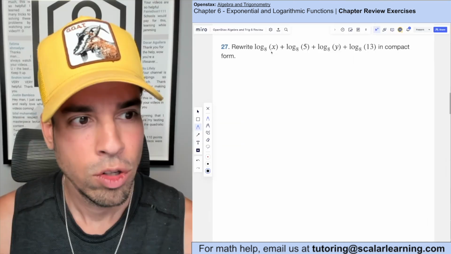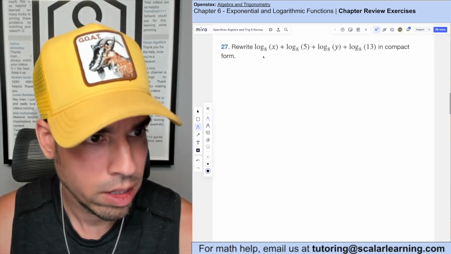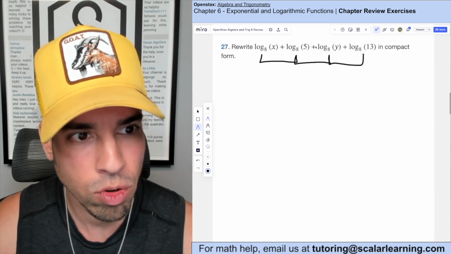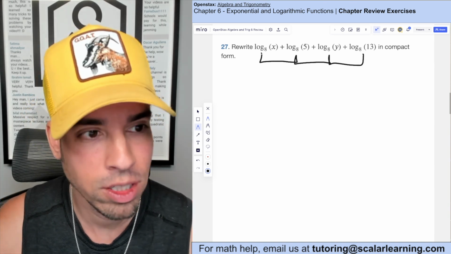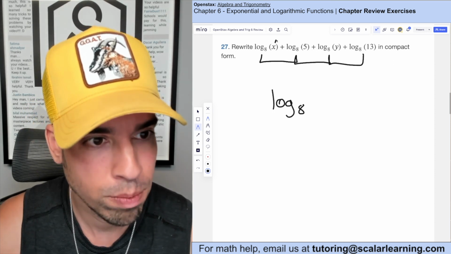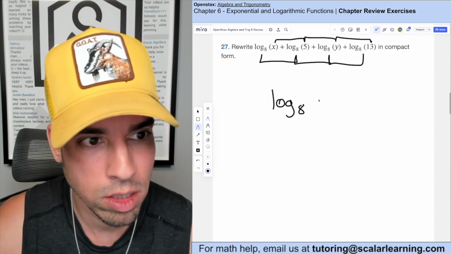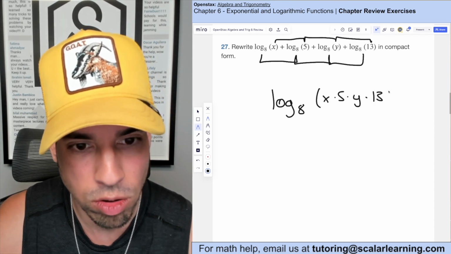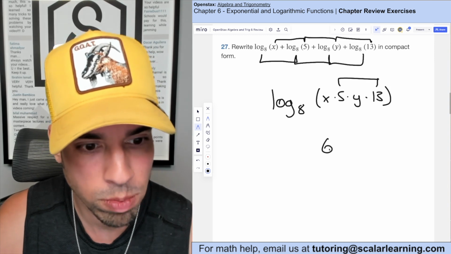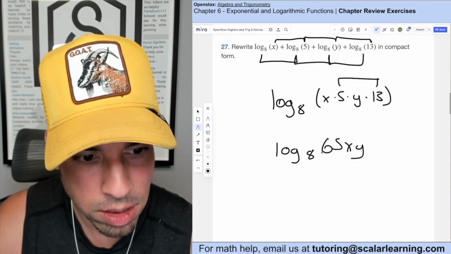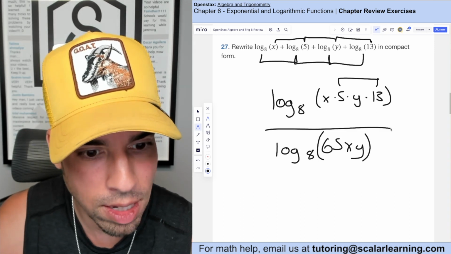Boom, done. So for this one, we're meant to condense everything. And the cool thing is we can use the property of logarithms such that when the bases are all the same and they're all being added, we can just consolidate into one logarithm base 8 as the product of all of these arguments. So it's x times 5 times y times 13. So 5 and 13, of course, become 65. And then we have xy like so, with log base 8 of this entire argument. That's how you do it.